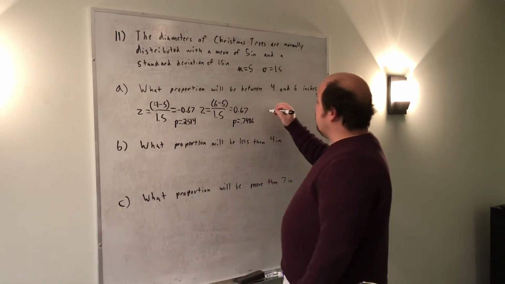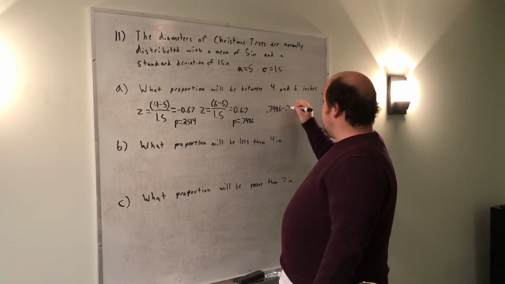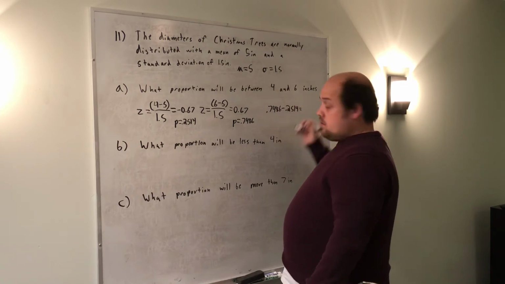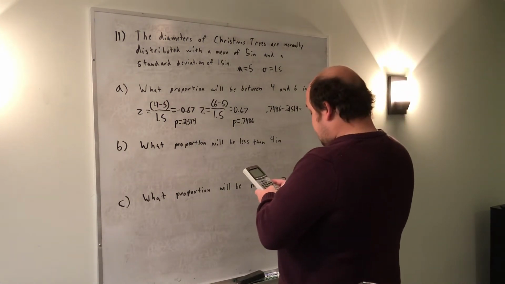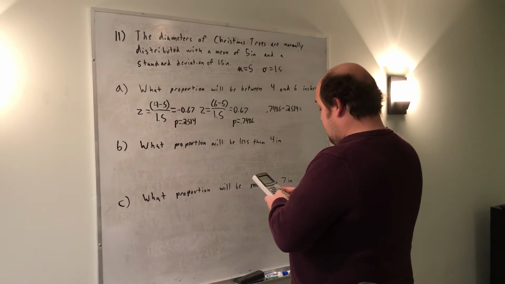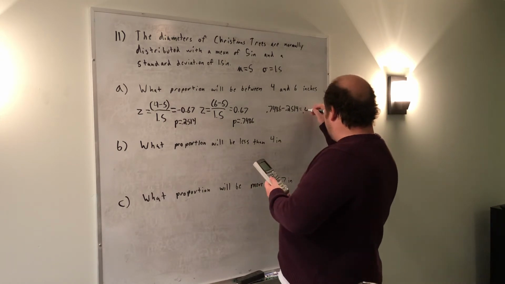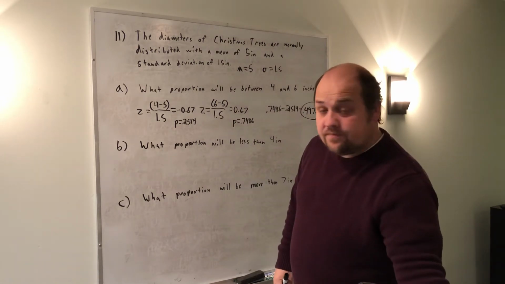I then take the larger p-value, 0.7486, minus smaller p-value, 0.2514. When I put that into my calculator, 0.7486 minus 0.2514 gives me 0.4972, which is the correct answer to this question.